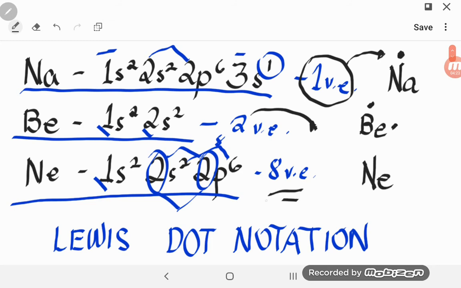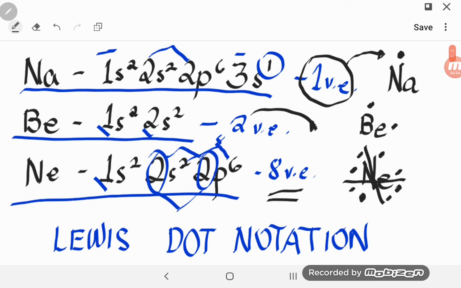Neon has 8 valence electrons, so you have to draw the 8 valence electrons around the symbol of the element. So in order for you to achieve symmetry, I usually do this, divide this into 4, and then I'll start here. 1, 2, 3, 4, 5, 6, 7, 8.